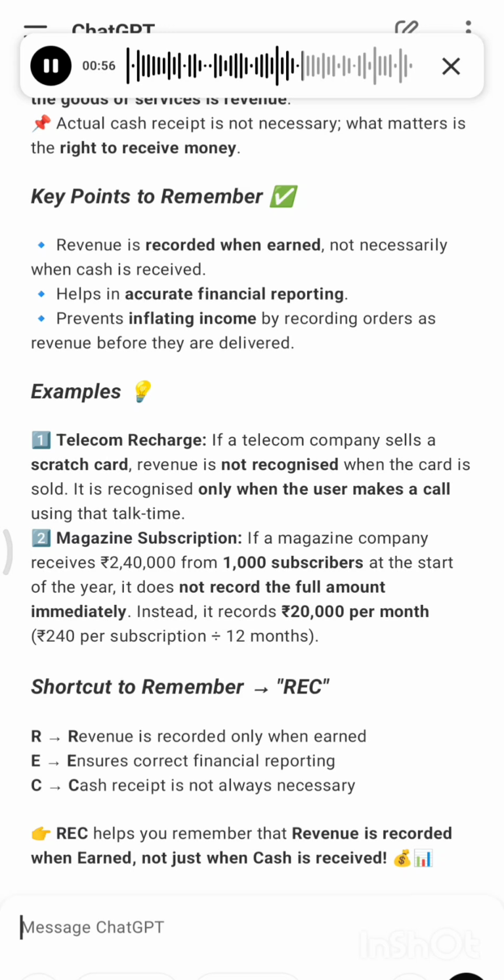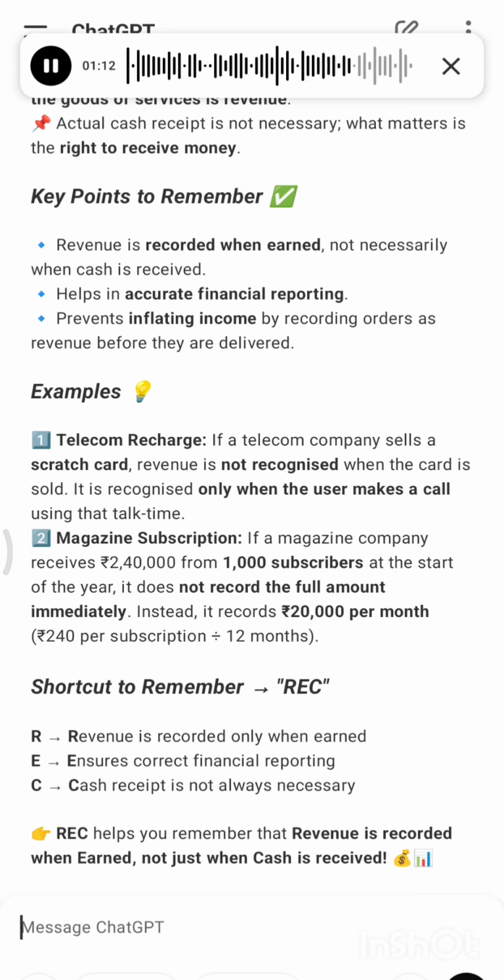2. Magazine subscription. If a magazine company receives 240,000 from 1,000 subscribers at the start of the year, it does not record the full amount immediately. Instead, it records 20,000 per month, 240 per subscription, 12 months.